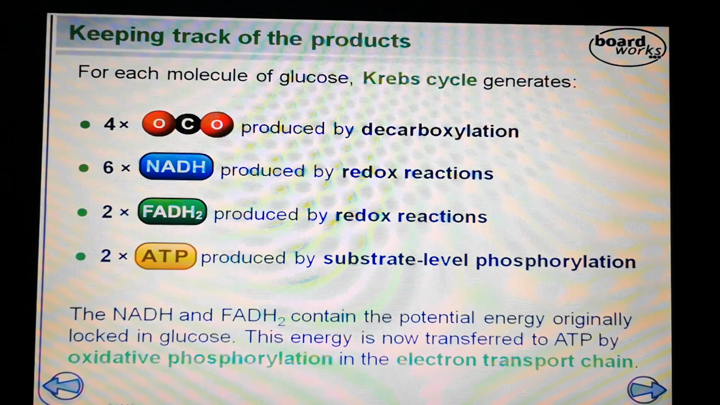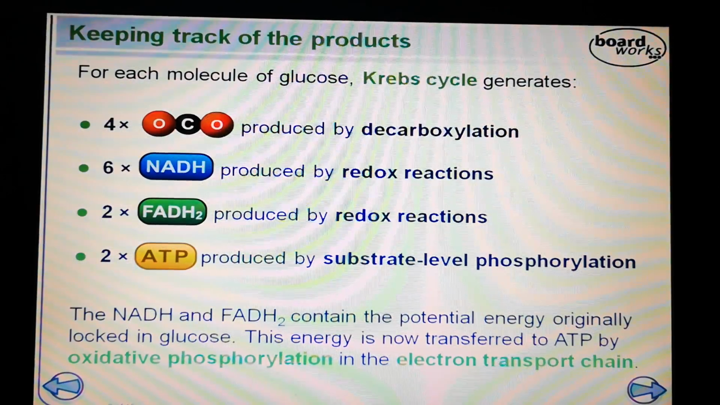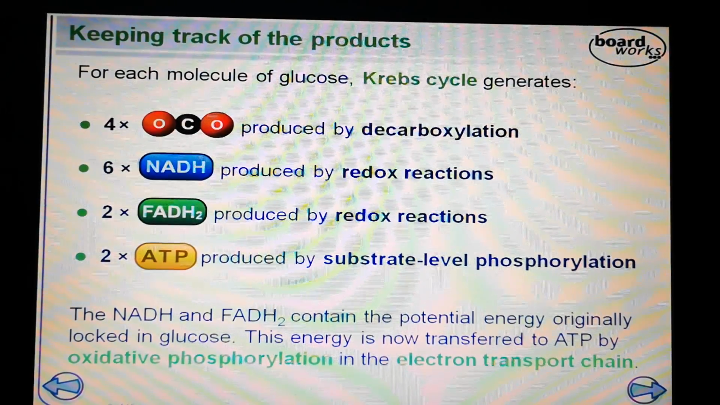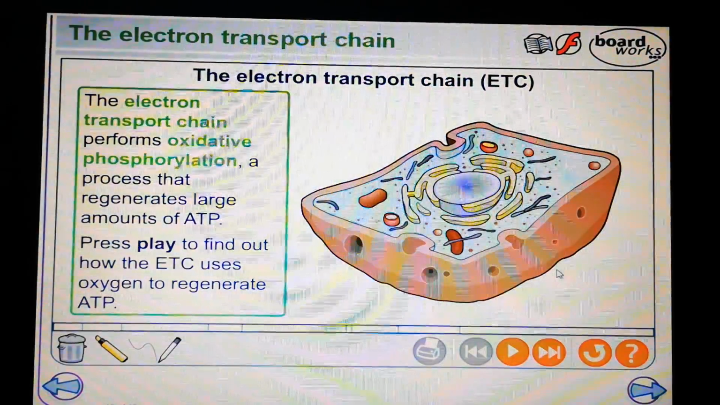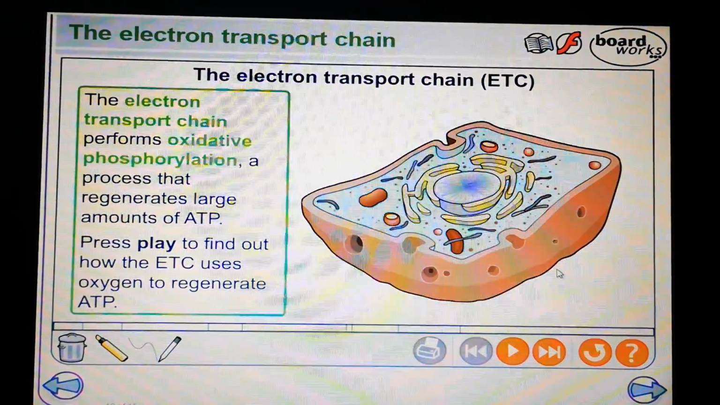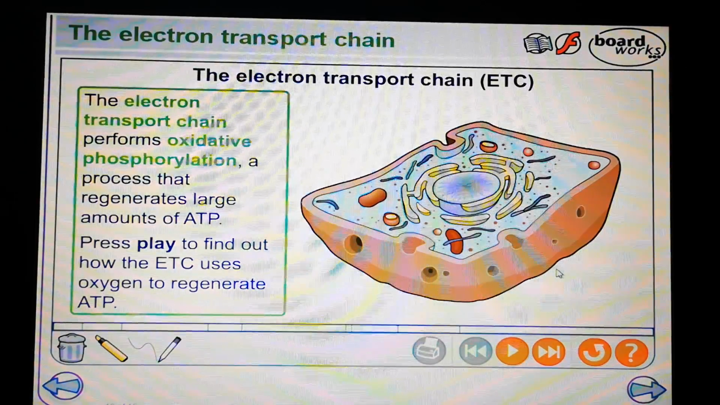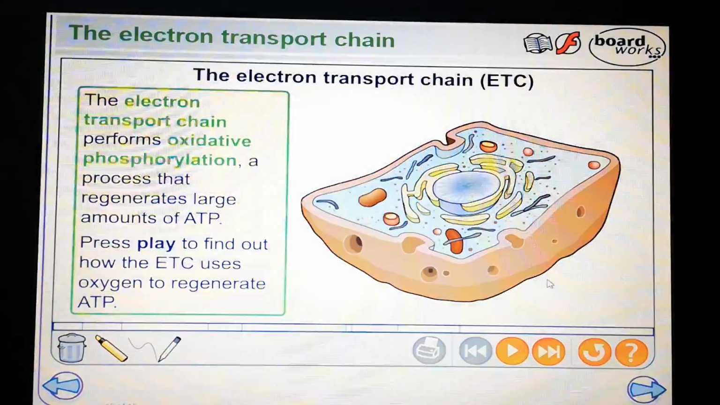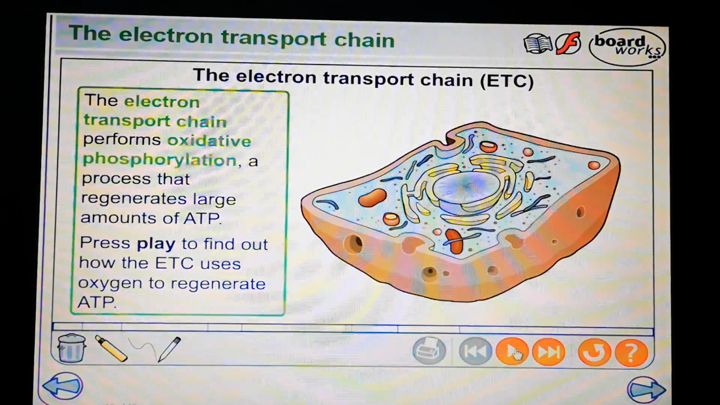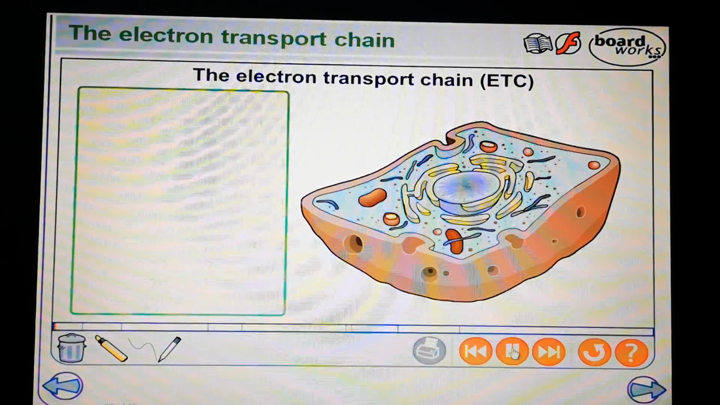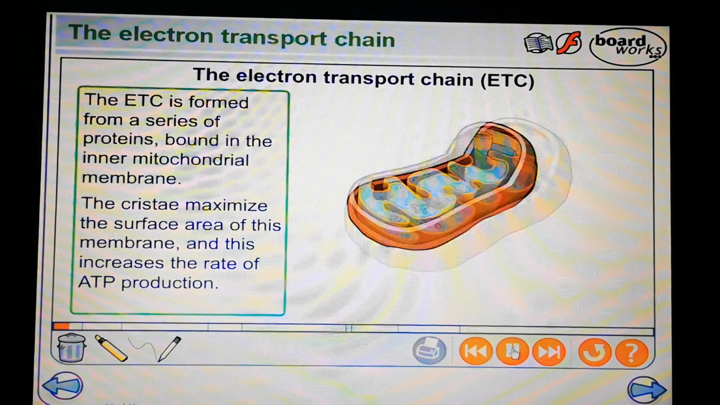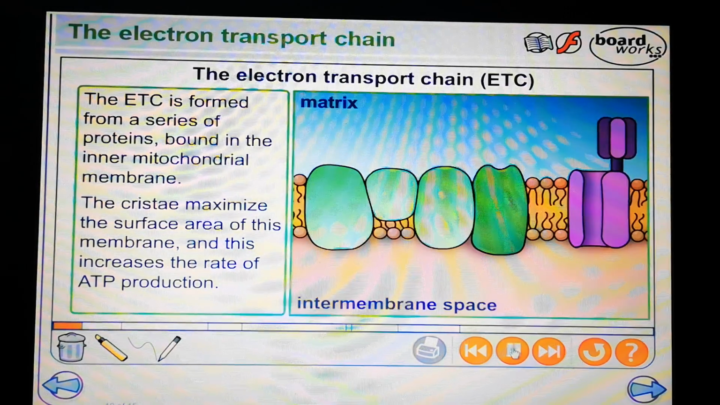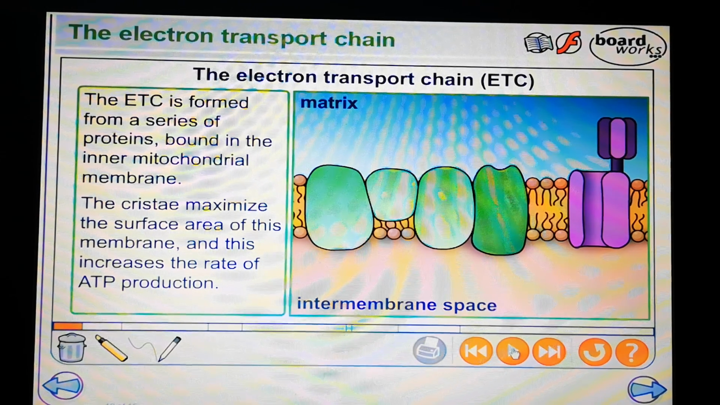Now, it's the reduced NAD and the reduced FAD that are really important in this next stage, which is called oxidative phosphorylation. Now, the oxidative phosphorylation is performed by the electron transport chain. So let's have a look at how that works. So if we zoom in first of all to the mitochondria, we know that the electron transport chain is embedded within the phospholipid bilayer of the inner membrane.